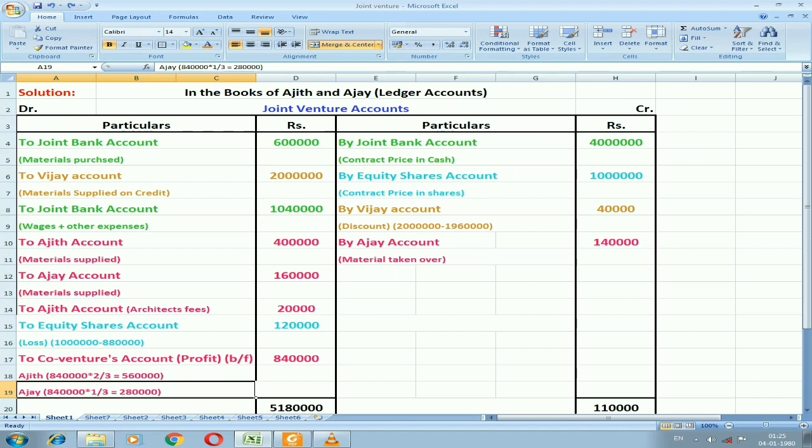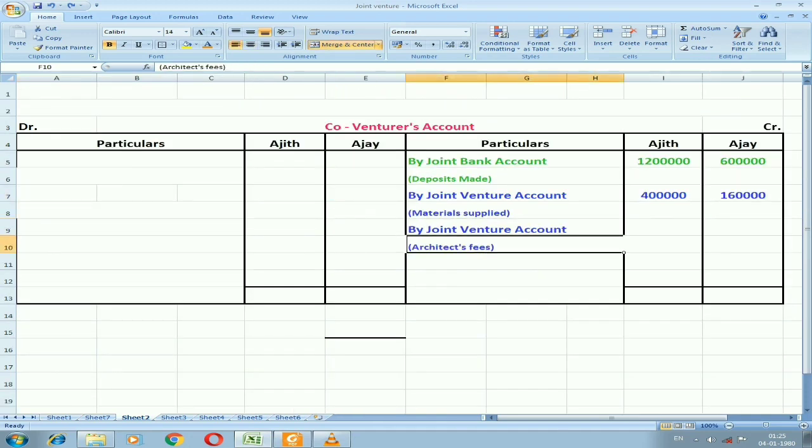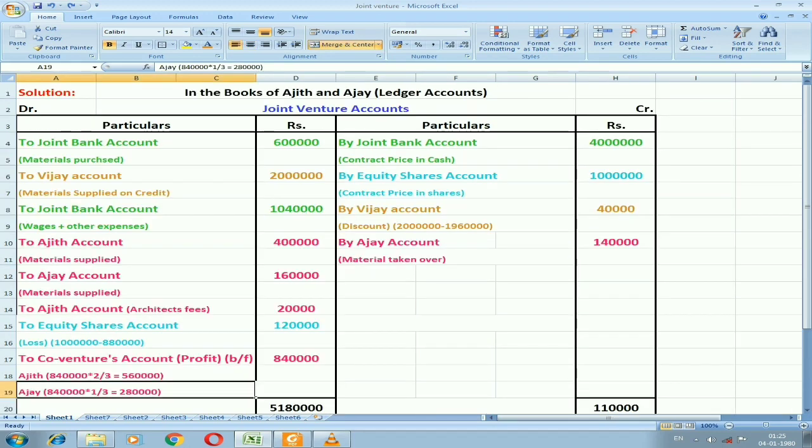On the debit side, we have one more, that is Ajit account, architect fees 20,000. That's supposed to be recorded on credit side. By joint venture account, architect's fees, Ajit amount column 20,000 and another column will be nil. So apart from that, on the joint venture account, we will have one balance, that is profit. So that's supposed to be transferred to co-venture account. So let us take that. Co-venture account profit, Ajit is 5,60,000, Ajay is 2,80,000. So let us take that.